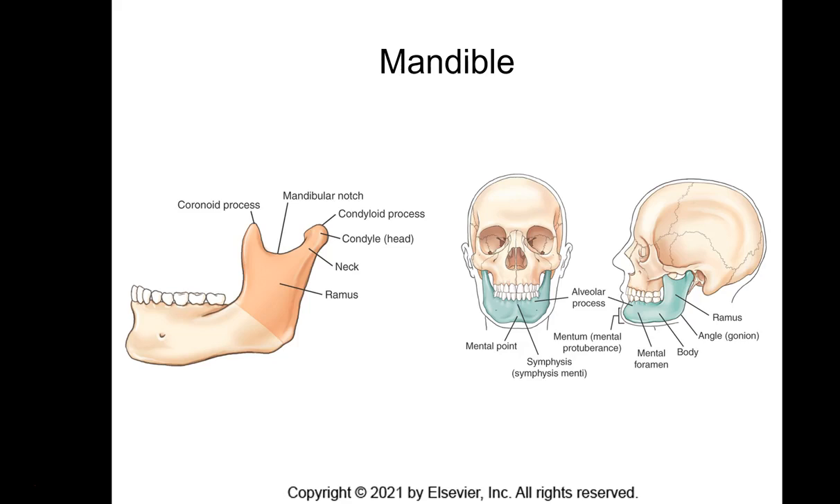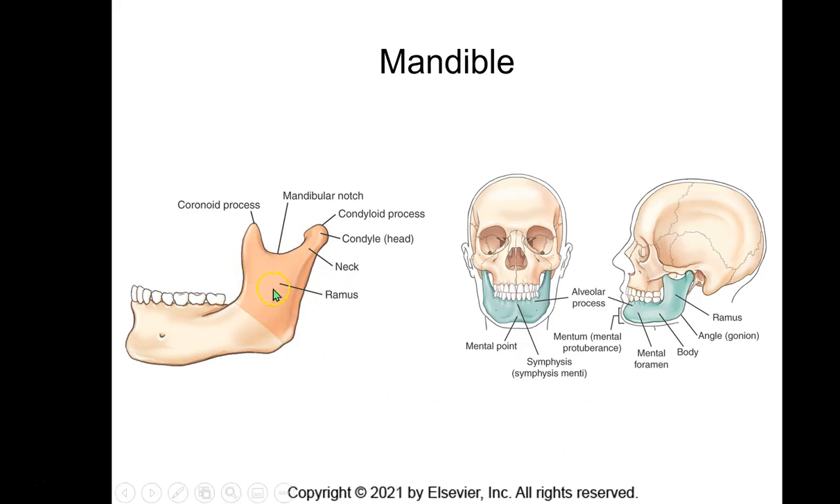Located on each half of the body of the mandible is the mental foramina. And you can see that here, that's these two little dots here, and you can see it's a little dot right there. These foramina serve as passageways for the mental artery, the vein, and the nerve that serve the lower lip and the chin. Let's talk about the ramus a little bit more.